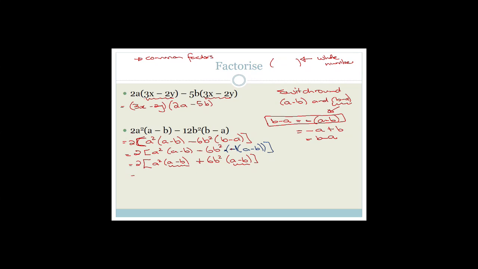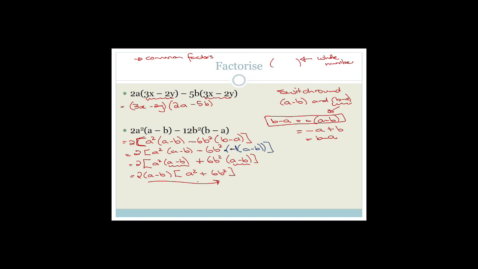So I can take out a common factor of (a minus b), and you're left with 2a squared plus 6b squared. And can we do anything else now? No, we can't. If this had been a minus, we would have had the difference of two squares. But because this has been changed to a plus because of that minus, that switch round, there's nothing we can do with it. And that is the end of the story.